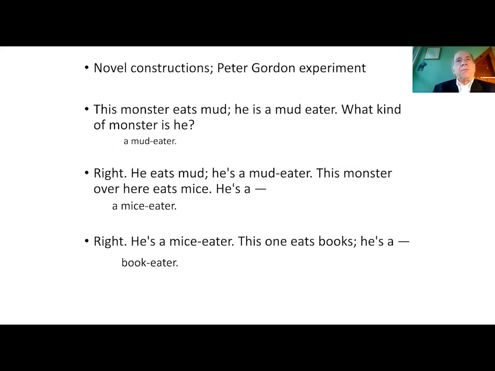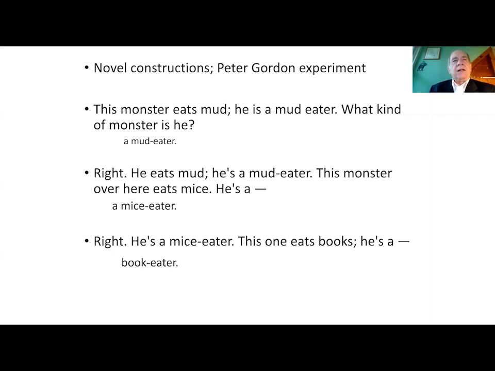Well, here's an example of a puzzling kind of grammatical regularity that I'm sure none of you have given a moment's thought to. A guy named Peter Gordon did an experiment with 3-year-old kids. He was investigating whether 3-year-old kids could master a kind of formation of novel compound nouns. So you would take a little 3-year-old and show him puppets, and different puppets were like Muppet monsters. And you would say, "This monster eats mud. He's a mud eater. What kind of monster is he?" And the child would say, "A mud eater." Right, he eats mud. He's a mud eater.